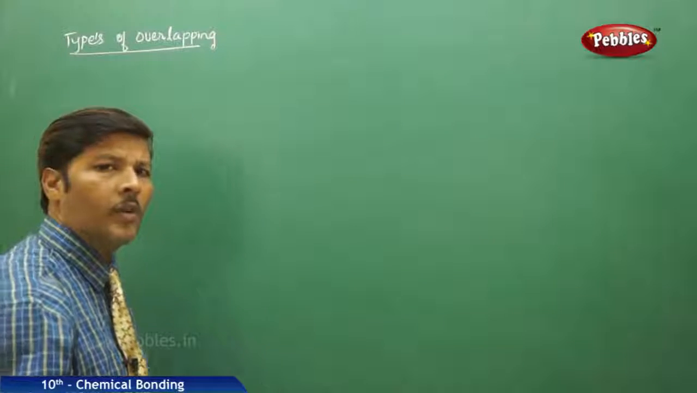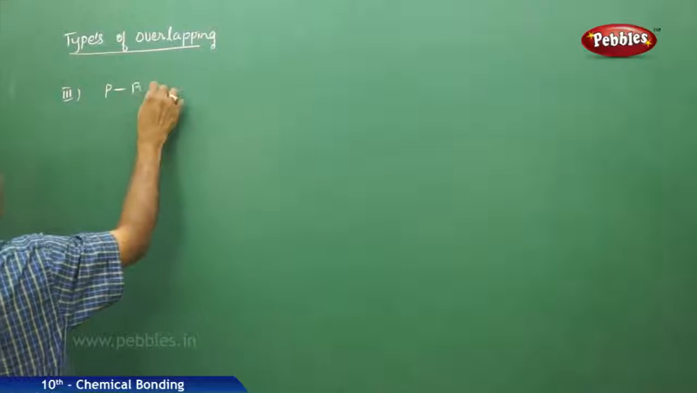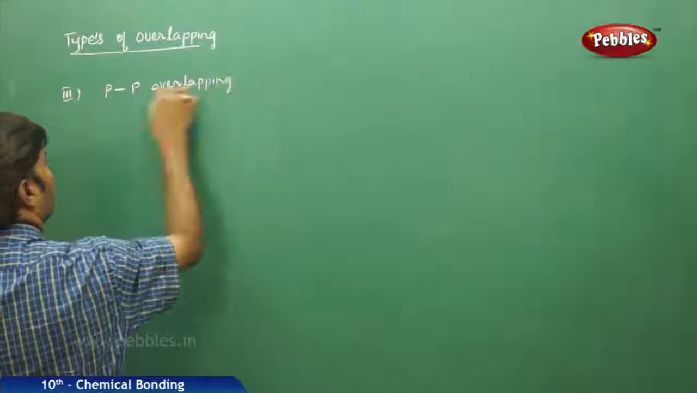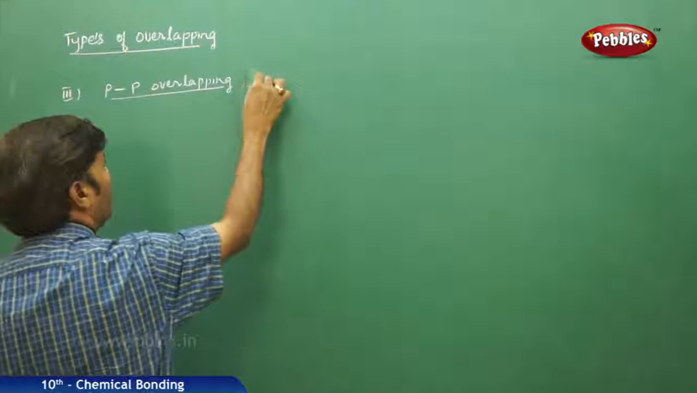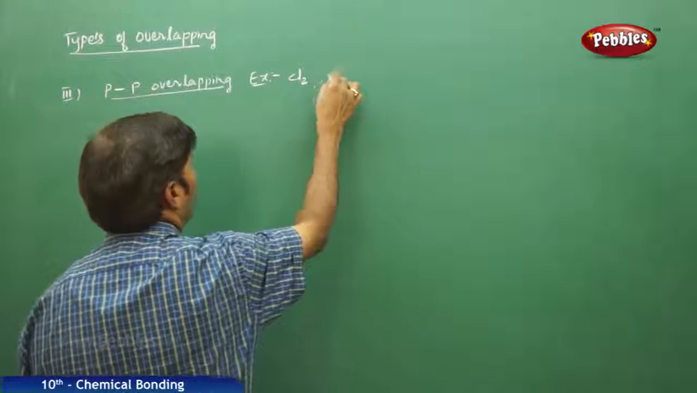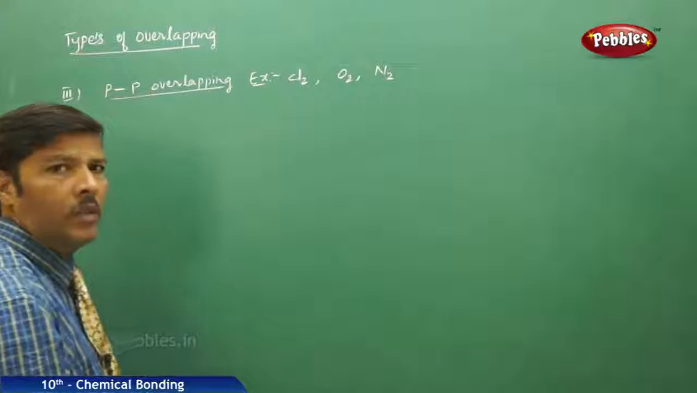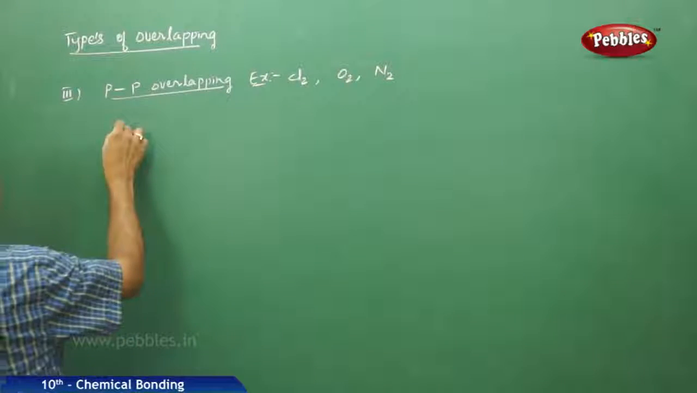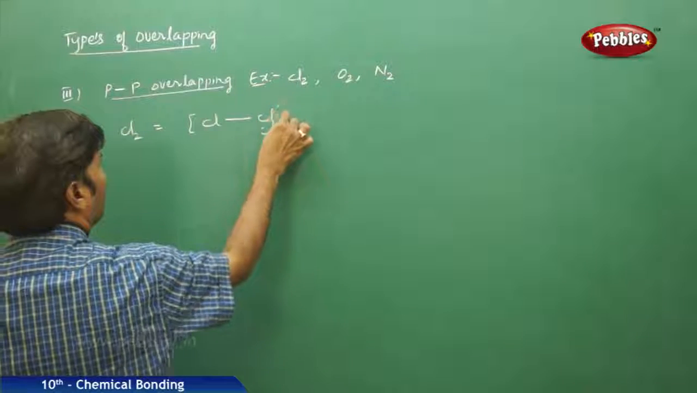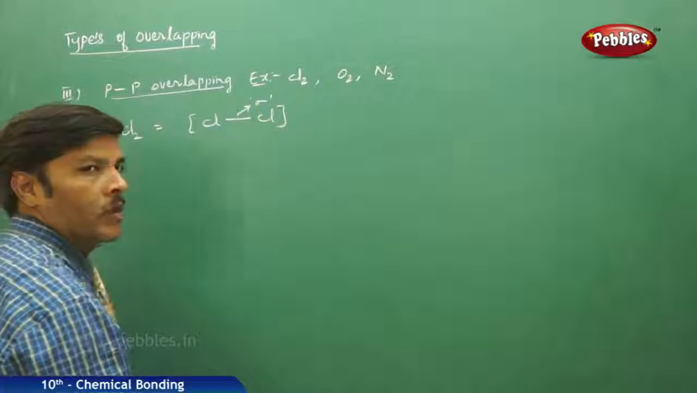So the next type of overlapping here, that is the third one, is p2p overlapping. The best example for p2p overlapping is the chlorine molecule, followed by the oxygen molecule, followed by the nitrogen molecule. If you take the chlorine molecule, between two chlorine atoms there is a single bond. The single bond leads to a sigma bond formation.